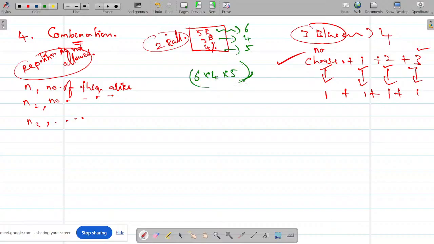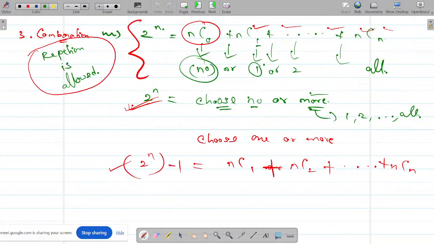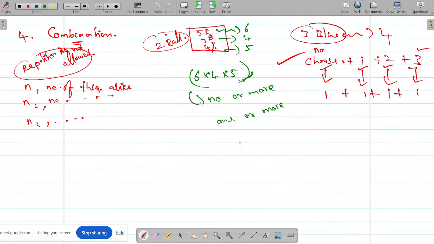Again, this is choosing none or more than that. In case it is 1 or more, what will you do? Subtract 1. See what we did in the earlier case: 2 power n minus 1. The same thing. Here it is 1 or more, so what do you do? Minus 1.